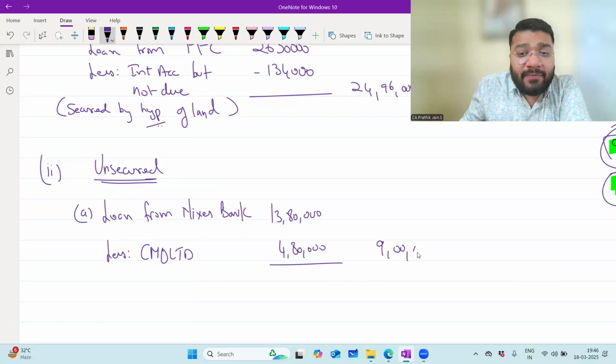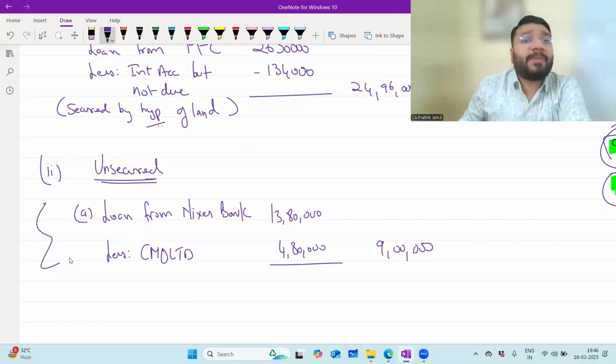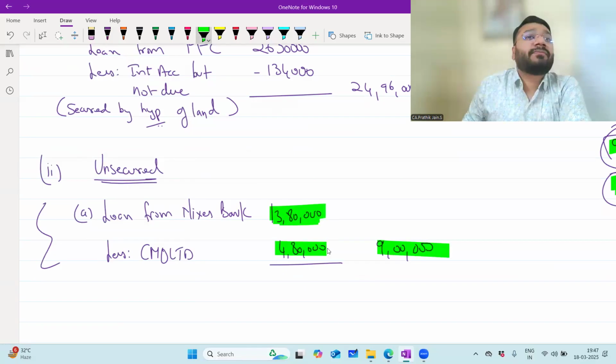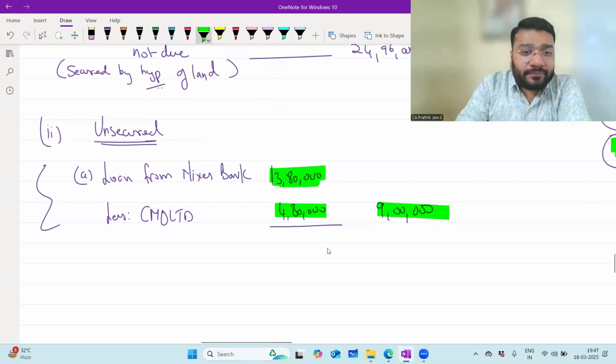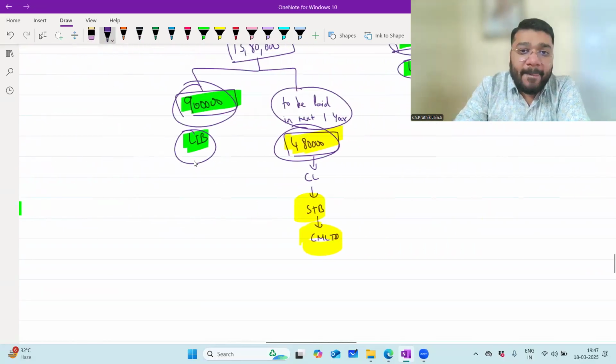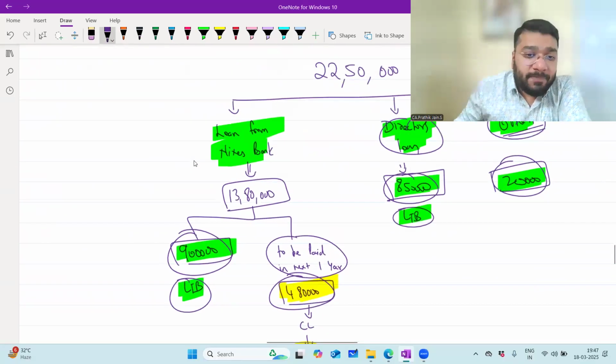9 lakh rupees. Sir, are we supposed to show this presentation? 100% yes, because I want to know as a user of financial statement how much total loan you have taken from Nexus Bank. In that, how much is long term and how much is short term. So this calculation you have to show. Next, B. So this part is taken care of.